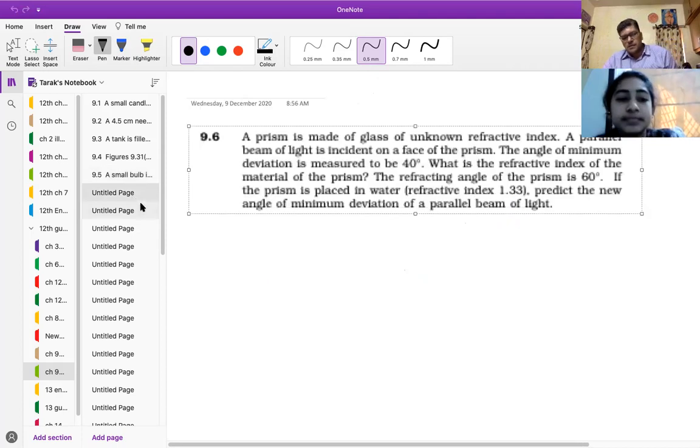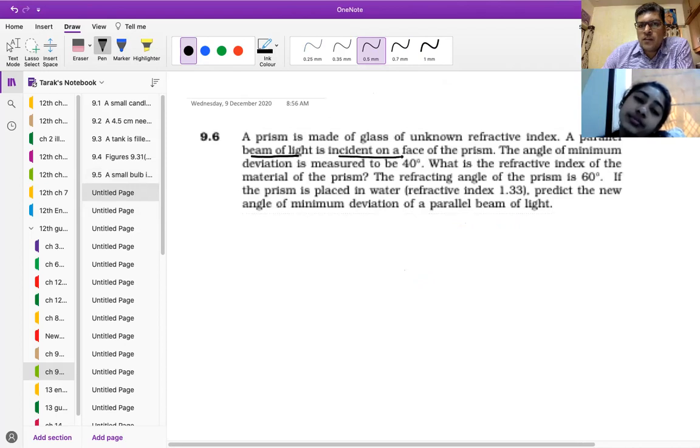Next one is called a prism. A prism is made up of a glass of unknown refractive index. We are not aware of its refractive index value. Okay, we don't know it. A beam of light is incident on the face of the prism, and the angle of minimum deviation is 40 degrees.